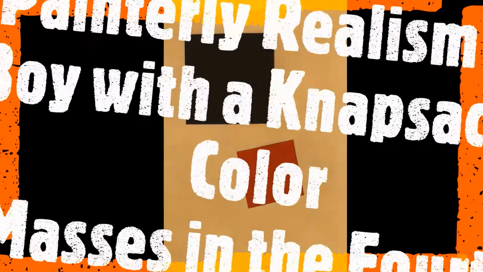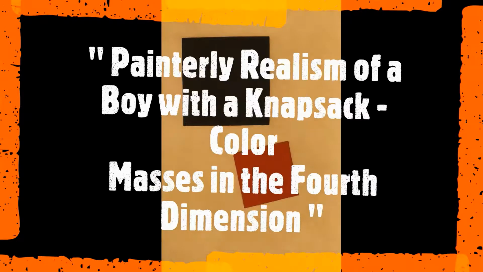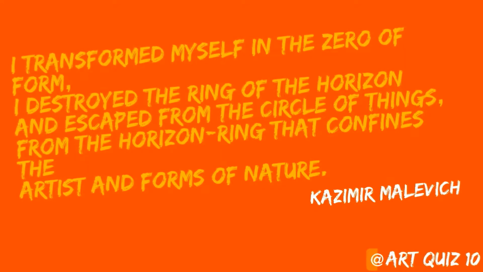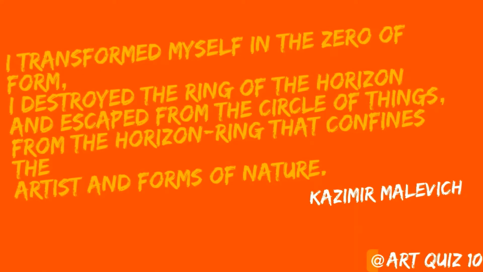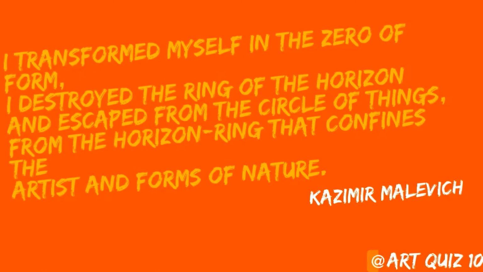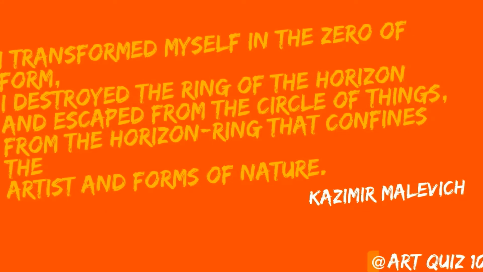Kazimir Malevich gave this artwork a secondary title of Painterly Realism of a Boy with a Knapsack, Color Masses in the Fourth Dimension, revealing his rather acerbic sense of humor. Malevich wrote, "I transformed myself into zero of form, I destroyed the ring of the horizon and escaped from the circle of things, from the horizon ring that confines the artist and forms of nature."